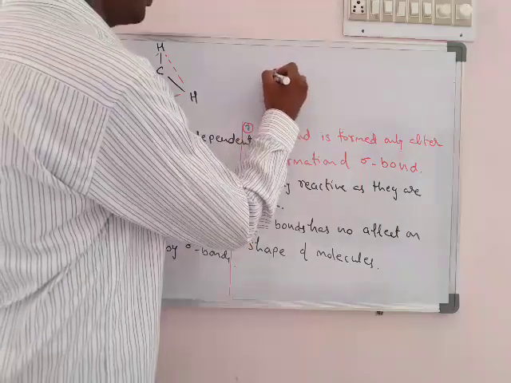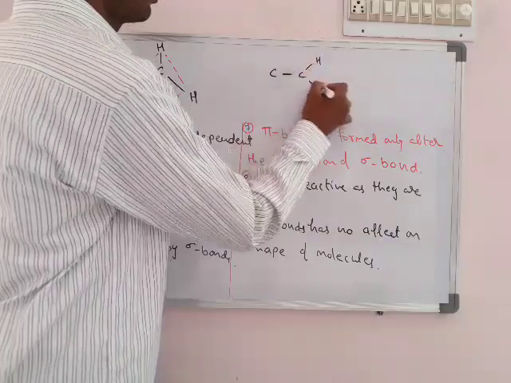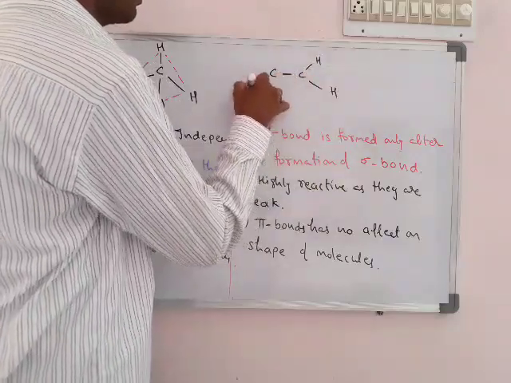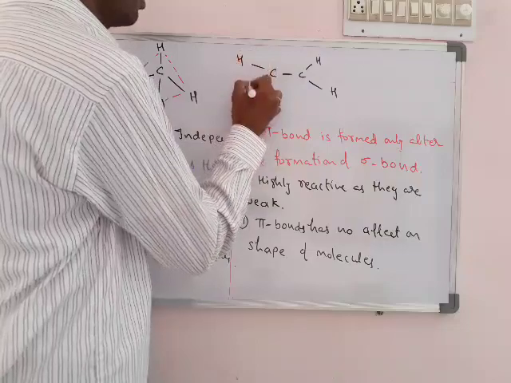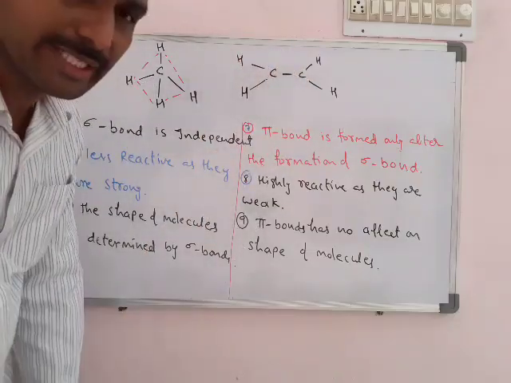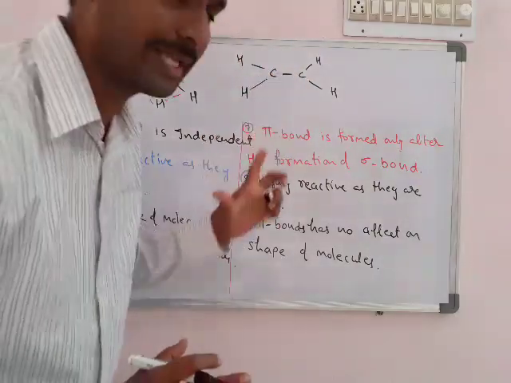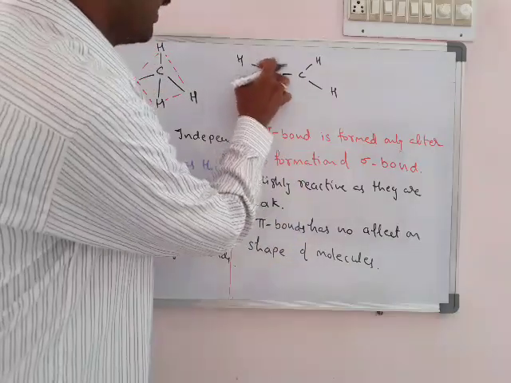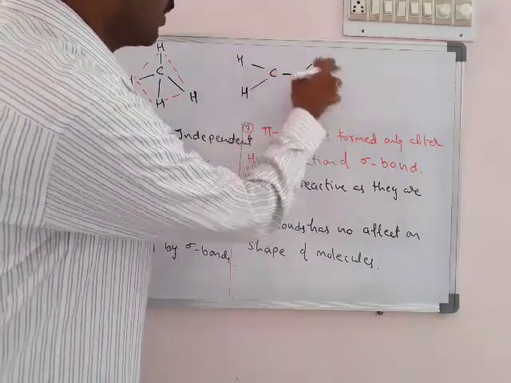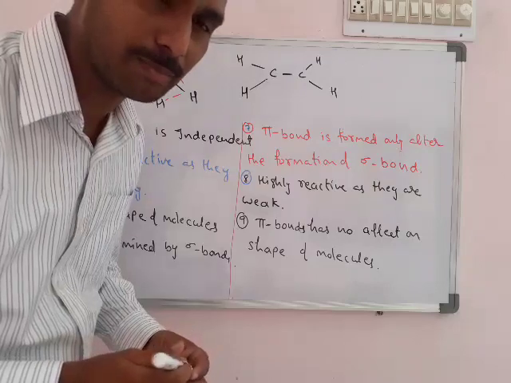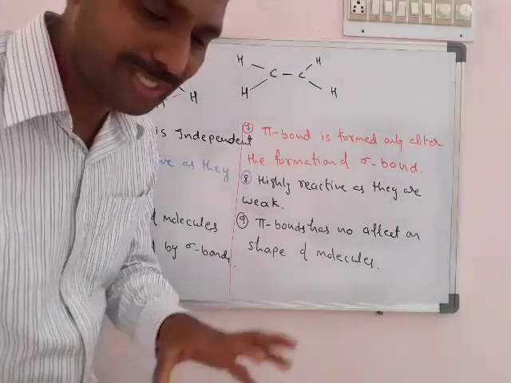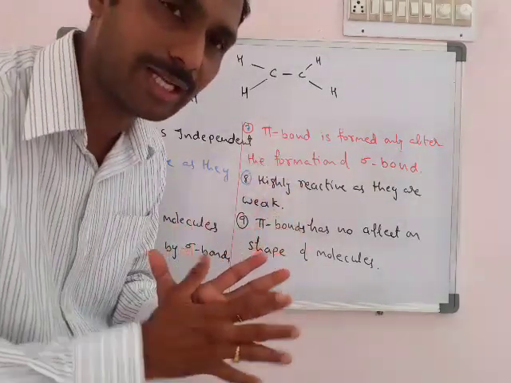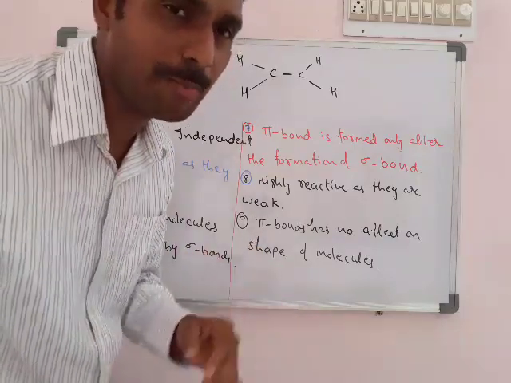The ethene molecule, C2H4, is like this. Between the two carbons the first bond formed is the sigma bond, so its shape is like this. It looks triangular planar, two triangular planars combined. After this structure is made, the next step is that the pi bond forms.